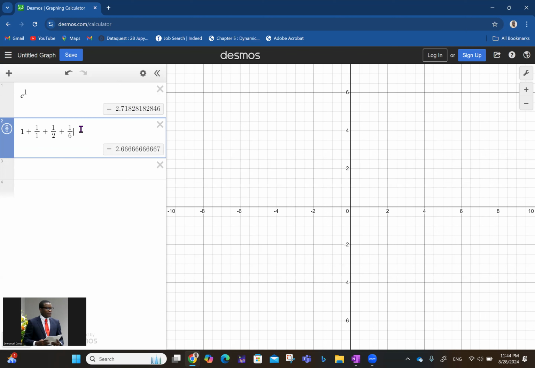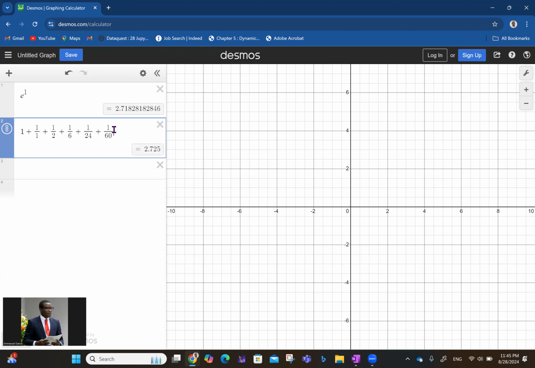If you want more accuracy, for instance, if you add the next term, which is 1 over 4 factorial, that's 1 over 24. Okay, so you can see it's getting closer. In fact, the next one is 5 factorial, which is 24 times 5. So you can see it's getting closer and closer.